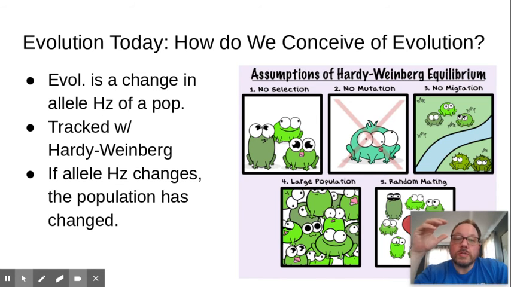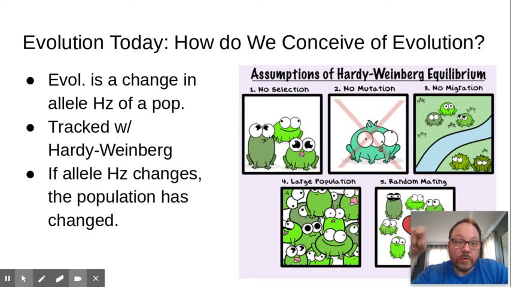So, first thing I want to do is look at our definition for what evolution is. Evolution is a change in population over time, right? But now, more specifically, we look at evolution as a change in allele frequency in a population over time. So, certain genes are going to become more or less prevalent in the population. And so that's how we can track the changes that occur in populations.